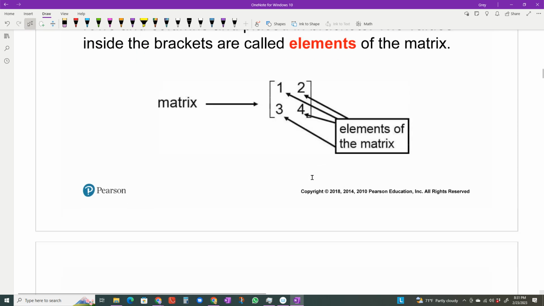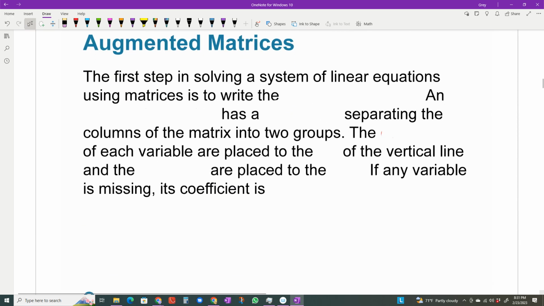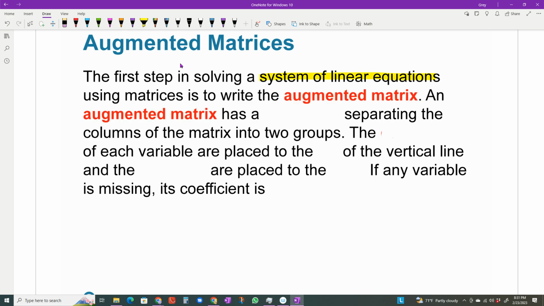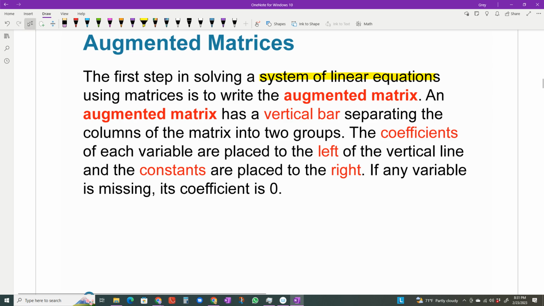We'll keep going. First off, with augmented matrices, we've got to be able to write a system of linear equations, which is exactly what we just came from in Chapter 7. But we're going to take a system of linear equations and write it as an augmented matrix. It's an augmented matrix when it has a vertical bar separating columns into two groups. The coefficients show on the left side of the vertical line, and the constants show on the right side. And if any variable is missing, then of course its coefficient is 0.